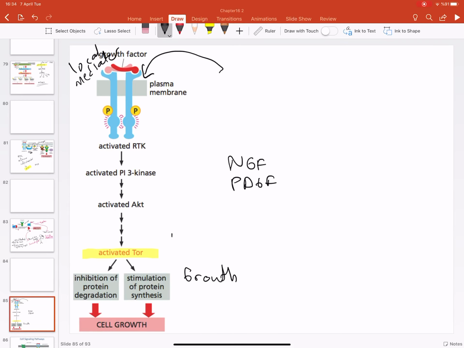And once the TOR is active, protein synthesis is stimulated and protein degradation, which is done by the proteasome complex, is suppressed so that the cell is going to get bigger and bigger. And we know that TOR is also important for cancer. So some anti-cancer drugs block TOR to stop cancer, to stop growth.